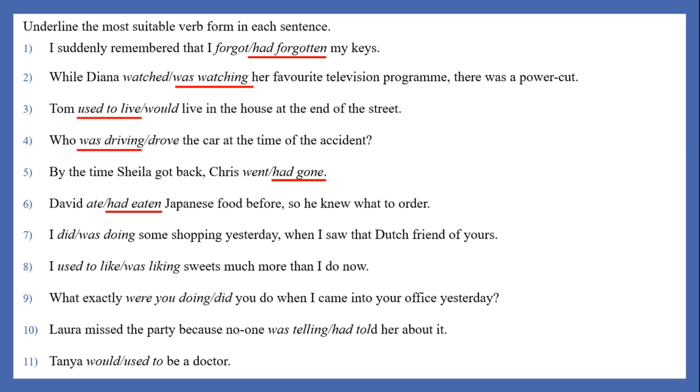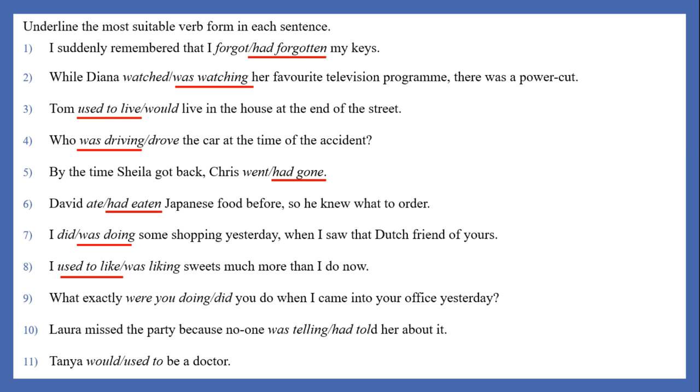Number 6. David had eaten Japanese food before, so he knew what to order. He knew is your main event in past simple, and had eaten, because it happened and finished before your main event, we use past perfect. Number 7. I was doing some shopping yesterday when I saw that Dutch friend of yours. Again, I saw that Dutch friend of yours is your main event, and I was doing some shopping, the background event. Number 8. I used to like sweets much more than I do now. This is obviously talking about a habit in the past, and we use used to.